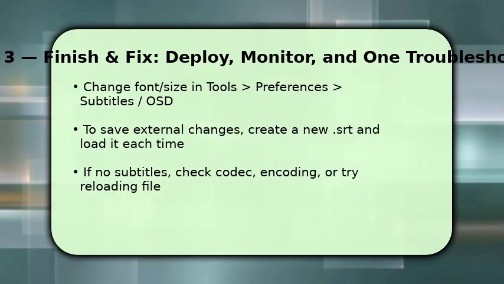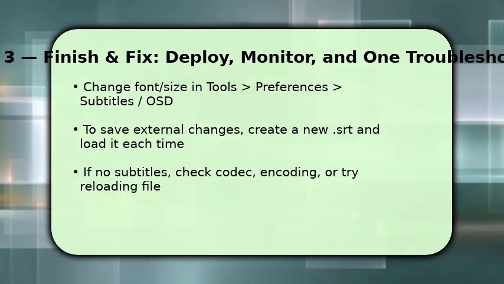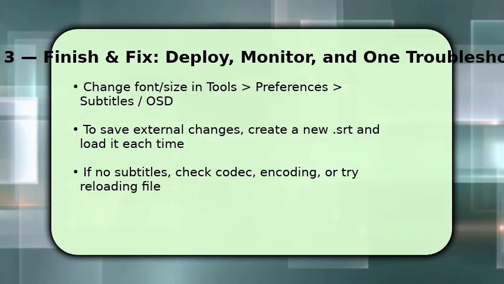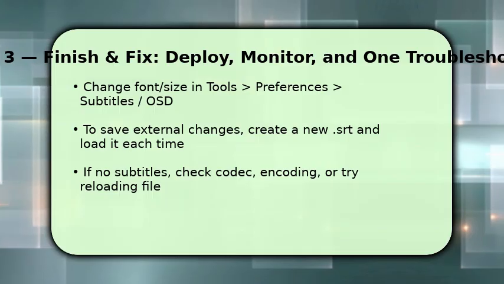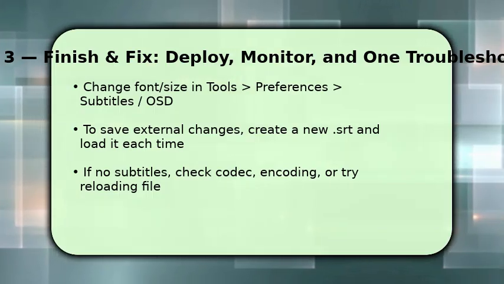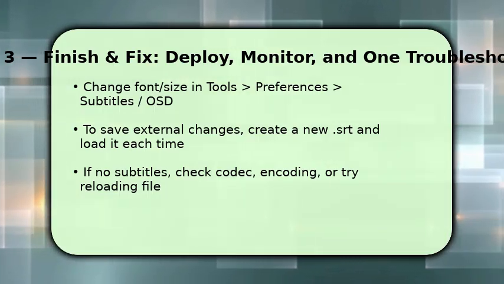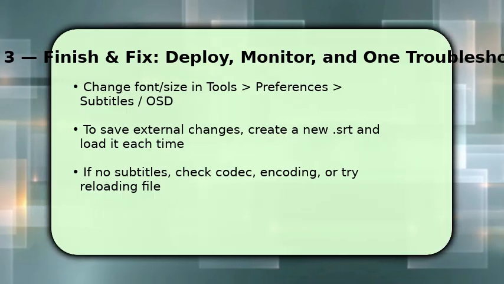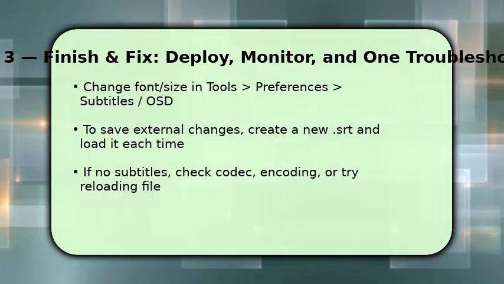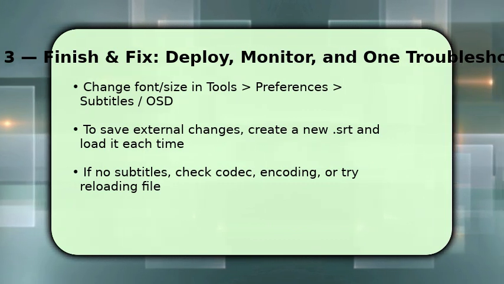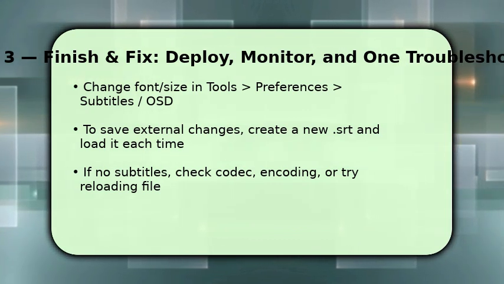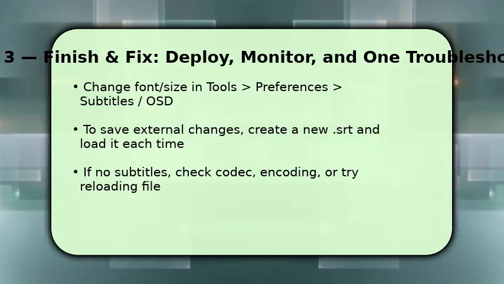If you modify an external SRT, save it and reload via Subtitle Add Subtitle File so VLC uses the updated file. If subtitles do not appear, confirm the file is UTF-8 or the correct encoding, verify the video's subtitle track isn't disabled, and try disabling hardware-accelerated decoding. These fixes resolve most invisible or garbled subtitle problems.